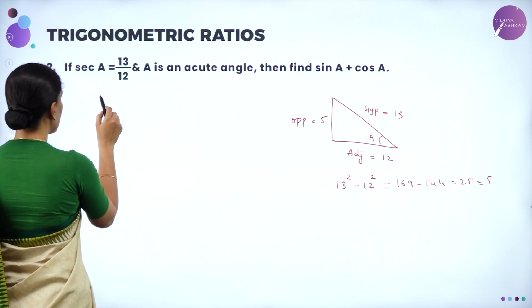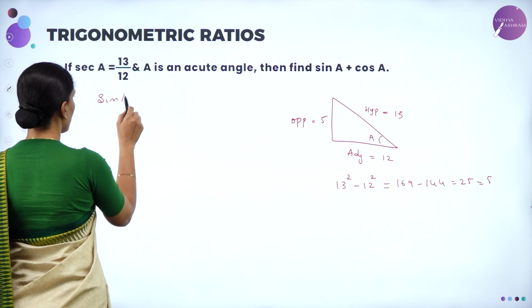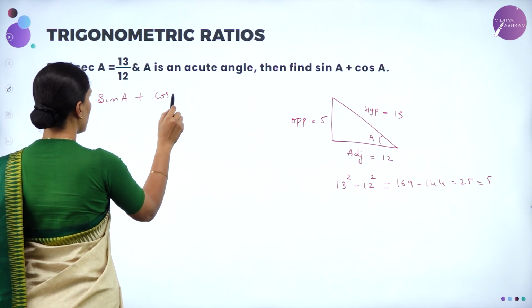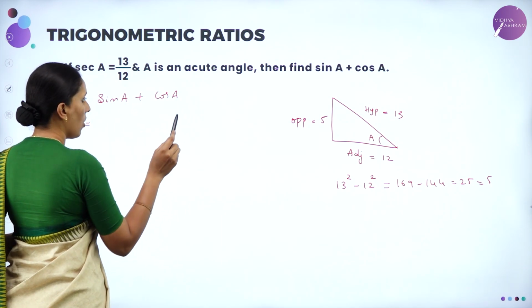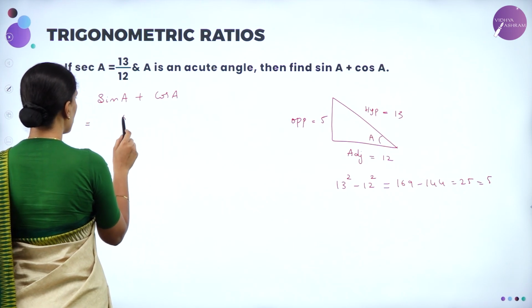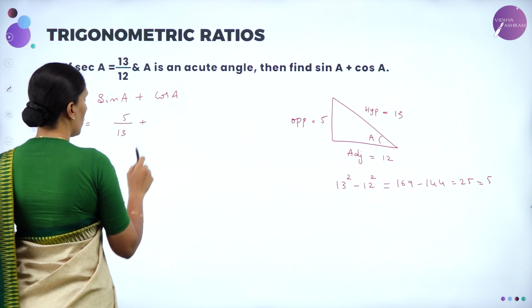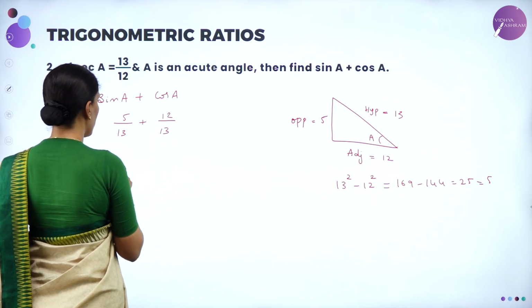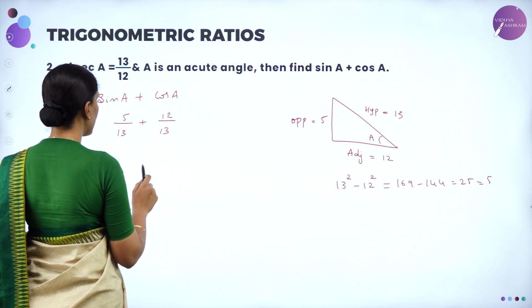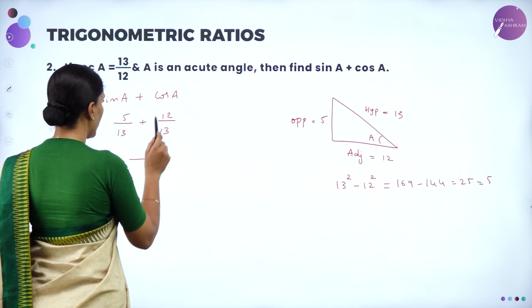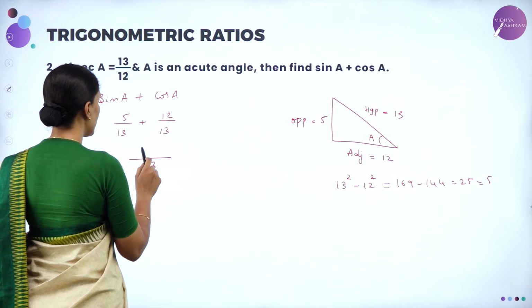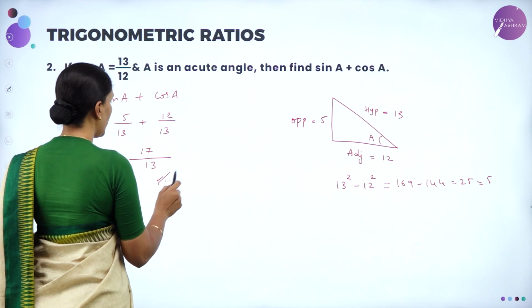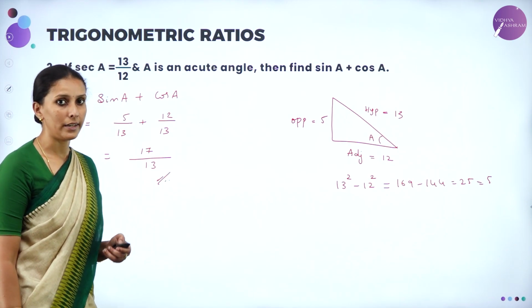Now, we need sine A plus cos A. So, what is sine A? Opposite by hypotenuse. So, 5 by 13. What is cos A? Adjacent side by hypotenuse, 12 by 13. Now, since the denominator is the same, it is a common denominator. 12 plus 5 is equal to 17. So, the value is 17 by 13.